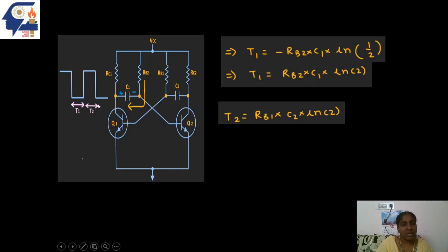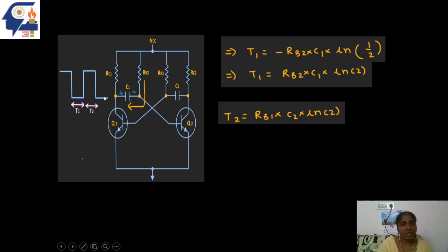Similarly, when Q2 is in on state, Q1 is in off state, it will give VCC voltage, and the time for which it remains at VCC is T2. Similarly, the resistor RB1 and C2 will help in giving this VCC level at Q1 and, at the same point, the 0 level at Q2. So the same equation can be replaced for T2, provided the other set, RB1 and C2, will decide the value of T2.